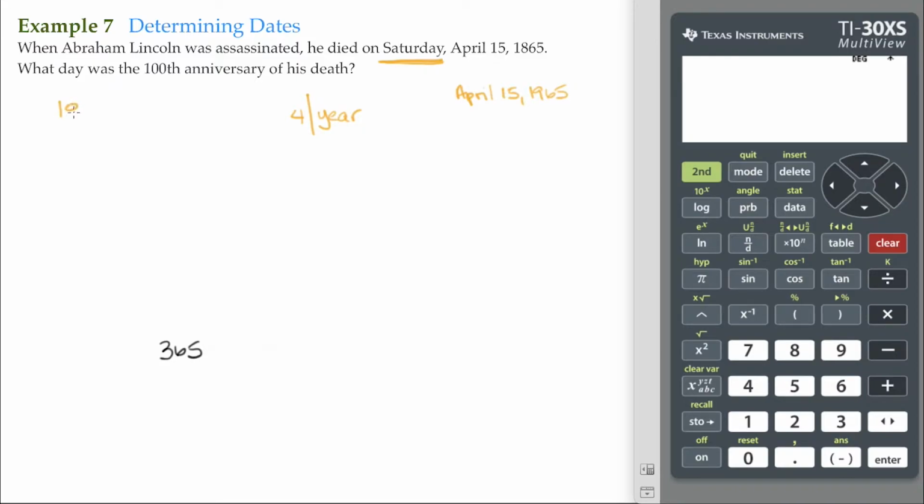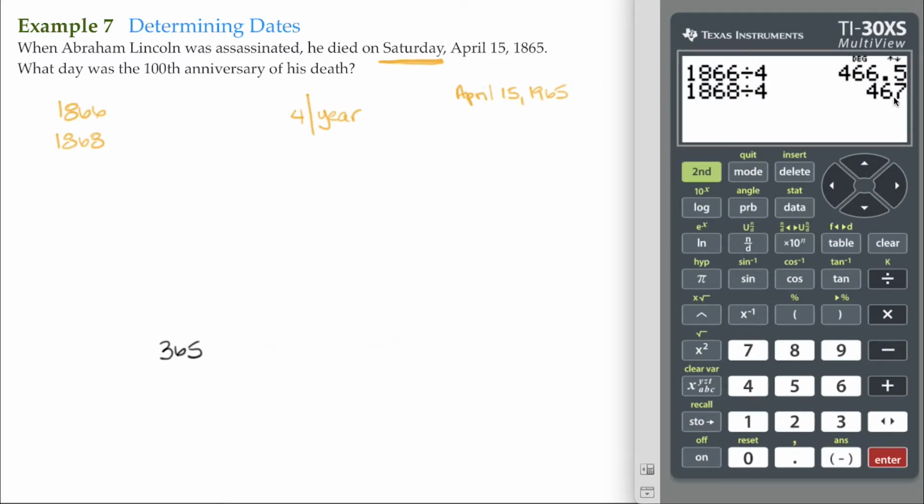We'll say 1866. So we'll take 1866, divide that by 4, and it does not go into it evenly. So 1866 was not a leap year. So we'll try 1868. 1868 divided by 4. It does divide into it evenly. So 1868 was a leap year, and every 4 years after that would be a leap year. 1872, 1876, and on and on and on.